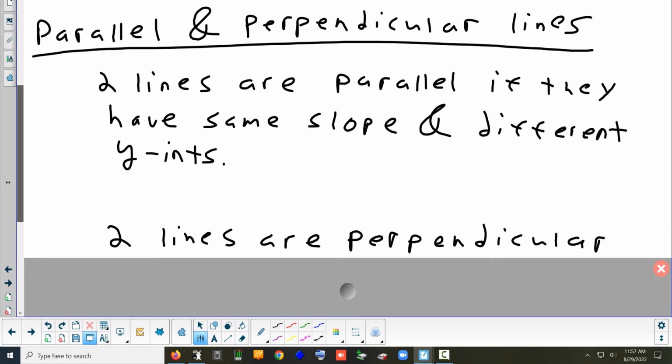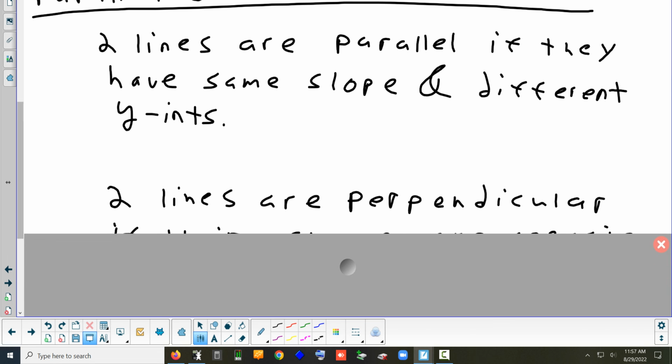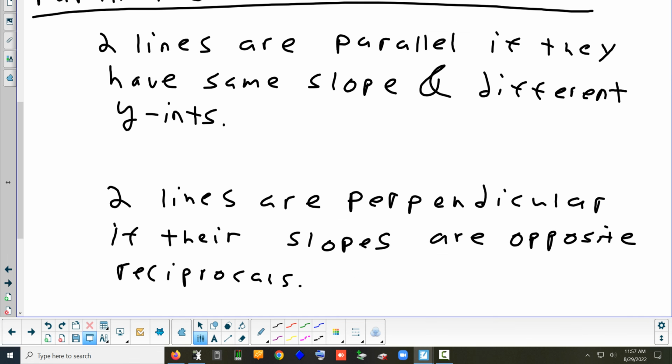Does anyone remember what perpendicular is? It has nothing to do with the intercepts. It's just the slopes. Sam? Yep. So for perpendicular lines, the slopes are opposite reciprocals. So if I ask you to find the equation of a line parallel or perpendicular to something, step one is find the slope, because that's going to be very important.